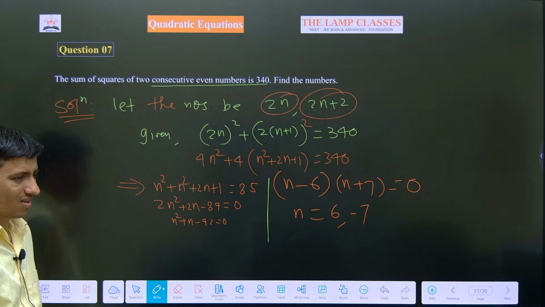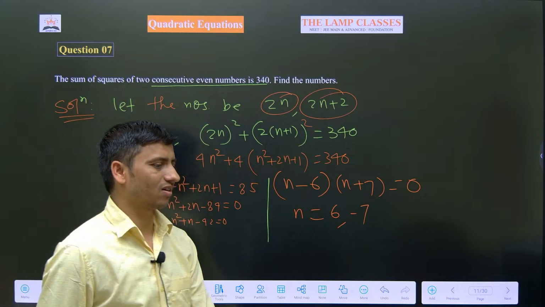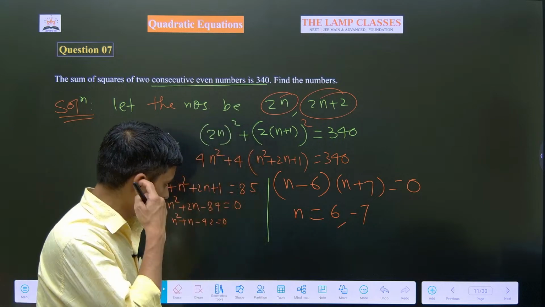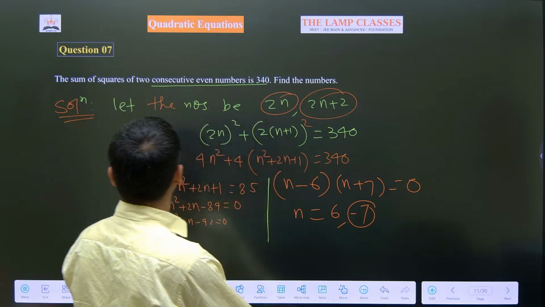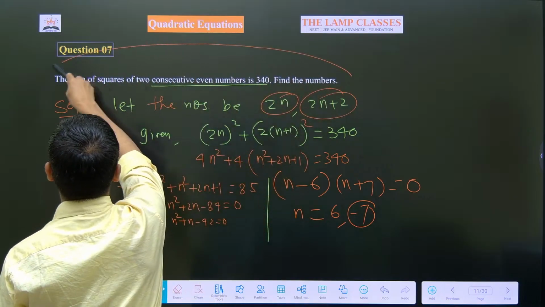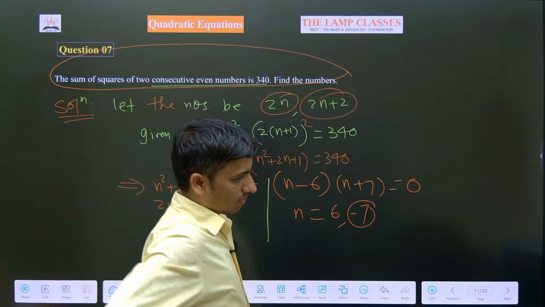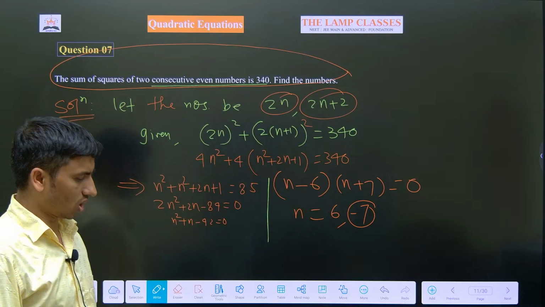Are you getting it? Final conclusion should be right only, no? Don't be in a hurry to finish. And even negative values can be there, no? So there will be two possible pairs. In this question, they have not mentioned anywhere that they are talking about positive numbers only. It can be negative integers also.